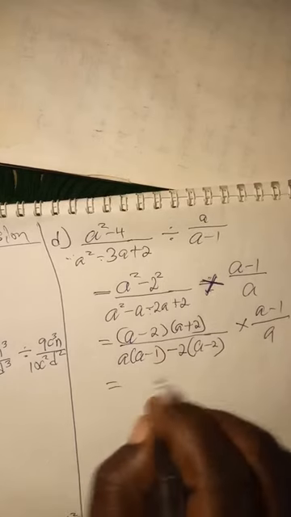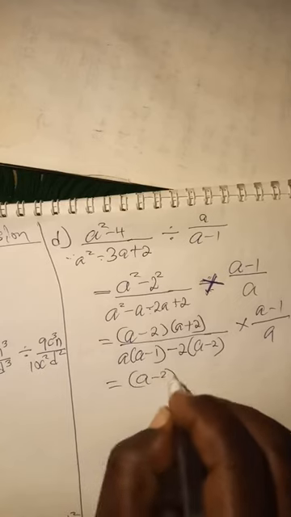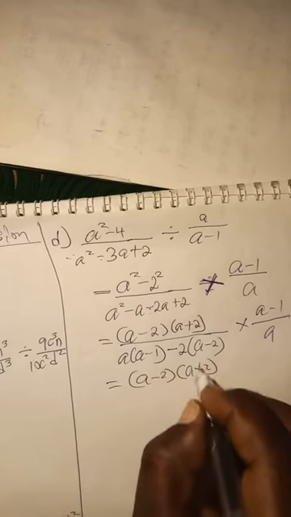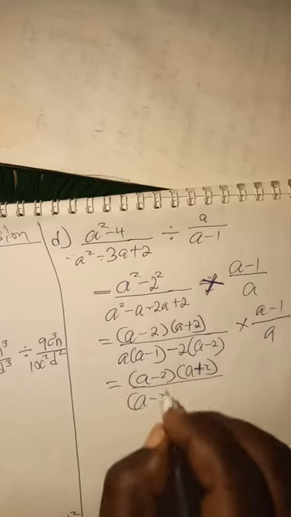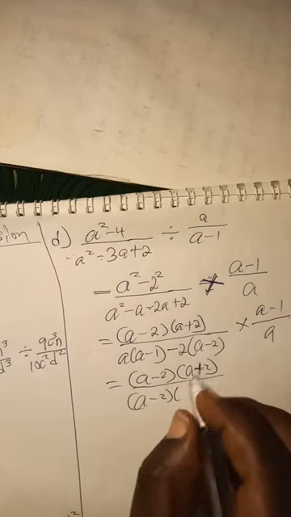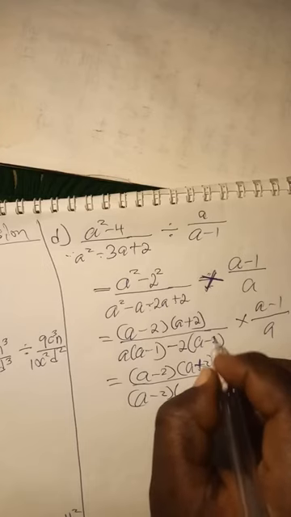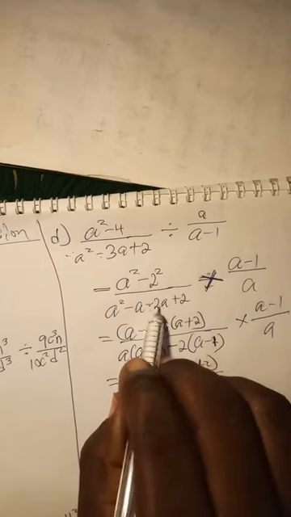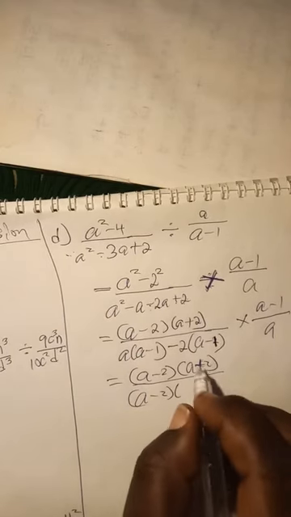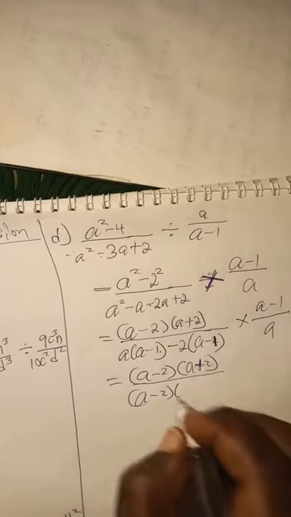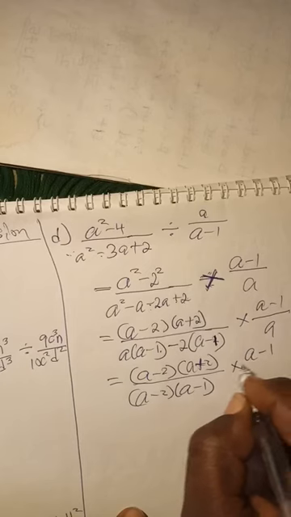So this now eventually would become (a minus 2)(a plus 2) over this a minus 2, then a minus, I made a mistake here. This is supposed to be 1. If you notice, I took a into 2. Here is going to be 1. So a minus 1, right? A minus 1. Times (a minus 1) over a.